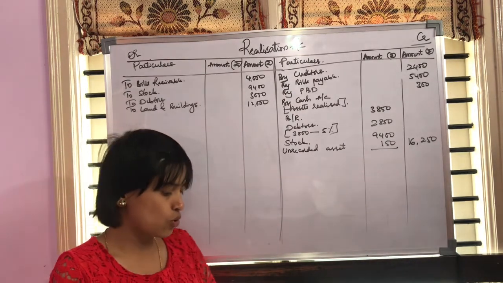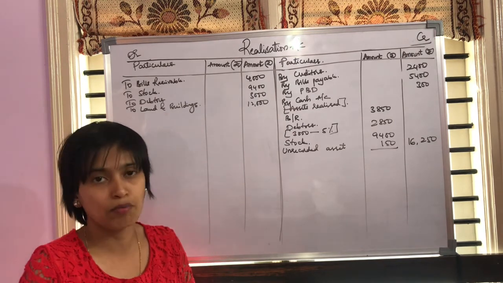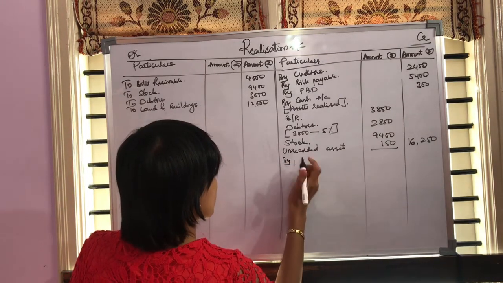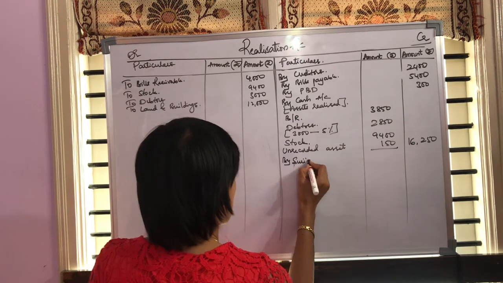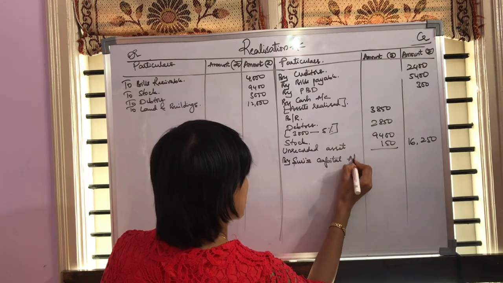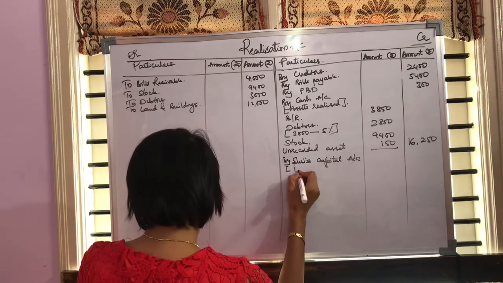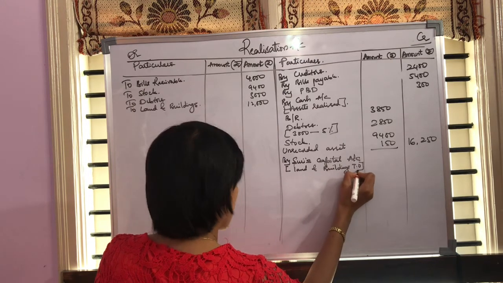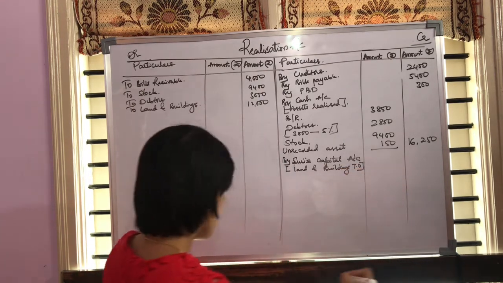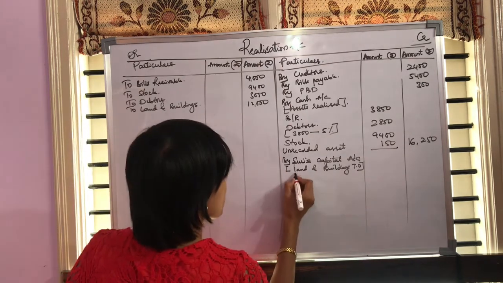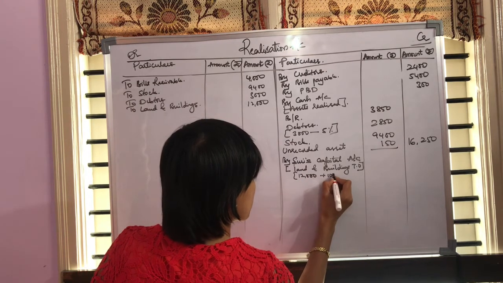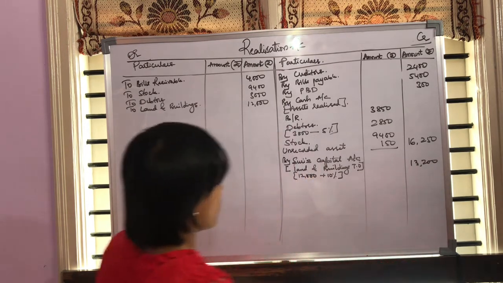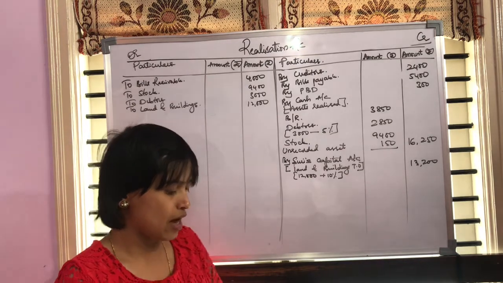Let's follow the next adjustment. Over here, Suri took over land and building at 10% more than the book value. So therefore, partner is taking over the asset. Write it as by Suri's capital account. He is taking over land and buildings at a value of 10% more than the book value. Amount is 12,000. Add 10% more. So what will be the amount? It is 13,200.